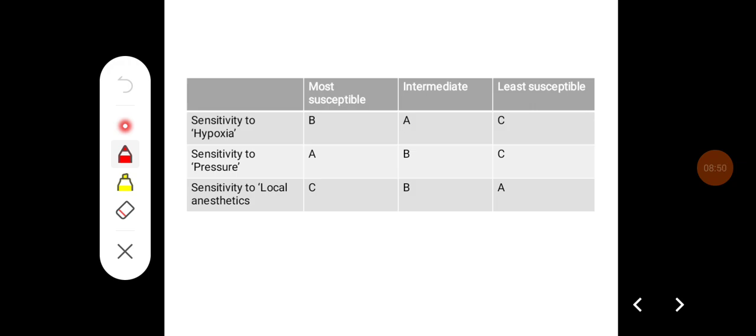There is a physioclinical classification where they are classified based on the sensitivity to hypoxia, pressure, and local anesthesia. The B fibers are more susceptible to hypoxia, and the C fibers are least susceptible to hypoxia, whereas the A fibers are most susceptible to pressure. C fibers are most sensitive to local anesthetics.